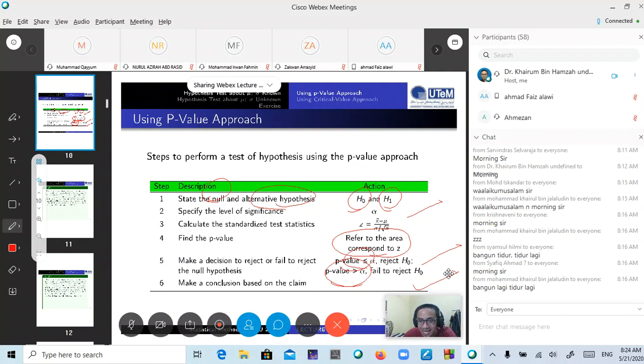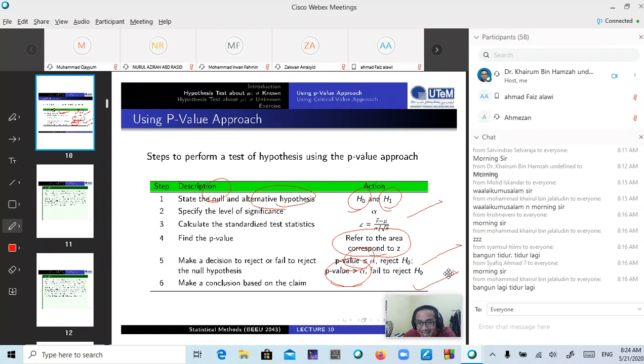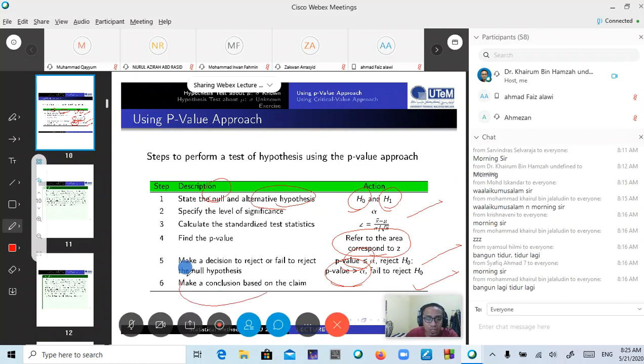Remember, I said last week, on making a decision, we don't have the term accept H0. Dia hanya ada dua je: whether you reject H0 or fail to reject H0. Semua ayat mesti berkait dengan H0 and then mesti ada perkataan reject only. Reject H0 or fail to reject. Ataupun kalau tak nak guna fail to reject, do not reject H0. Faham? Then the last step is make a conclusion based on your claim by referring to your decision in step 5. Okay?